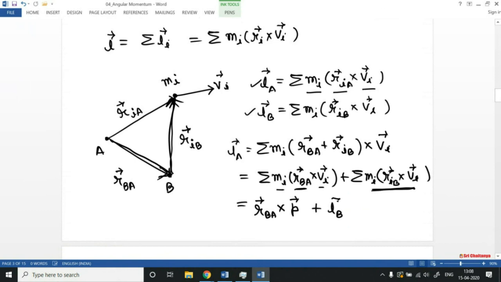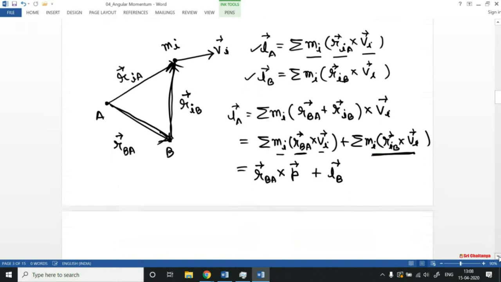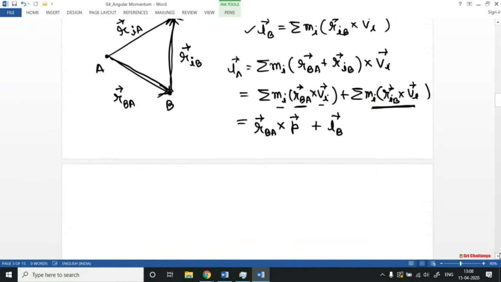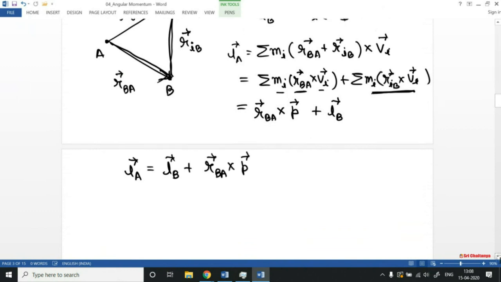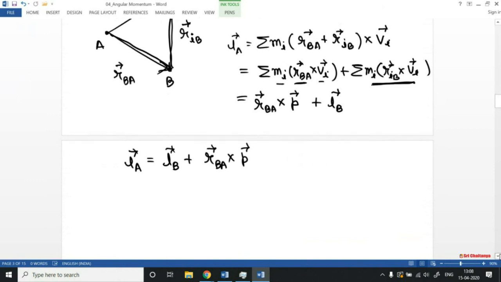So this is LB. So we have got a wonderful relationship over here. Let me write it again. So LA is equal to LB plus rBA cross P over here. So this is the formula with the help of which we can find out the relationship between the angular momentum with respect to two different axes.